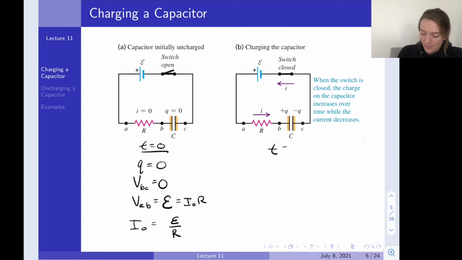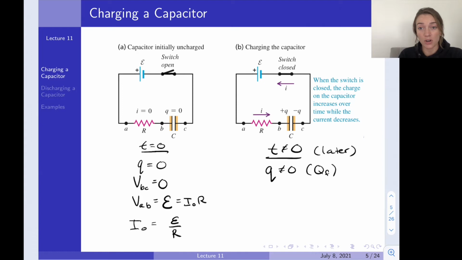So we'll call this t not equal to 0, so just later. The charge on each capacitor plate is not equal to 0 anymore. We'll call this Q final, the magnitude of the final charge on your capacitor. The potential difference across the capacitor, V_BC, is now no longer equal to 0 because now we have a regular capacitor that has an electric field between the plates, which means it has a potential. The potential between these plates is now equal to the EMF supplied by the battery. And now the potential difference over the resistor is 0 because there's no current flowing through it.